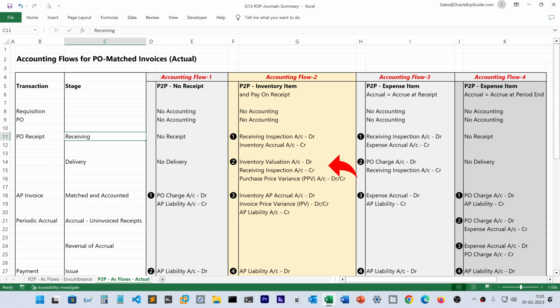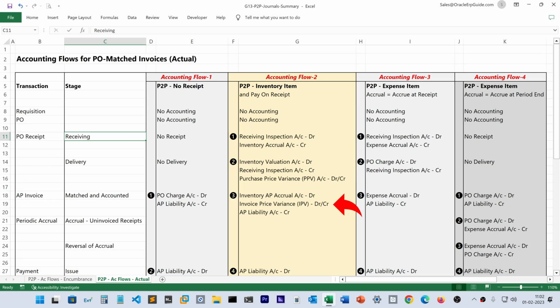Rather, the same account should get credited here because here it does not follow the principle of business flow, but it follows another principle of acquiring the accounts through transaction account definitions. Then the purchase price variance account is debited or credited. This is basically a difference between the item cost and the purchase price.